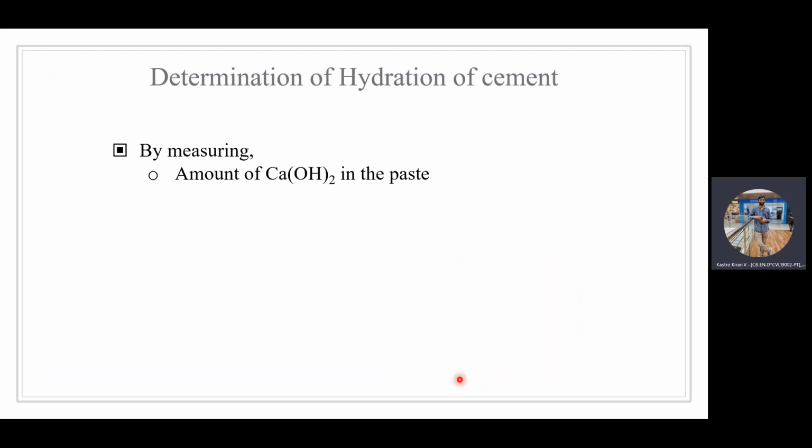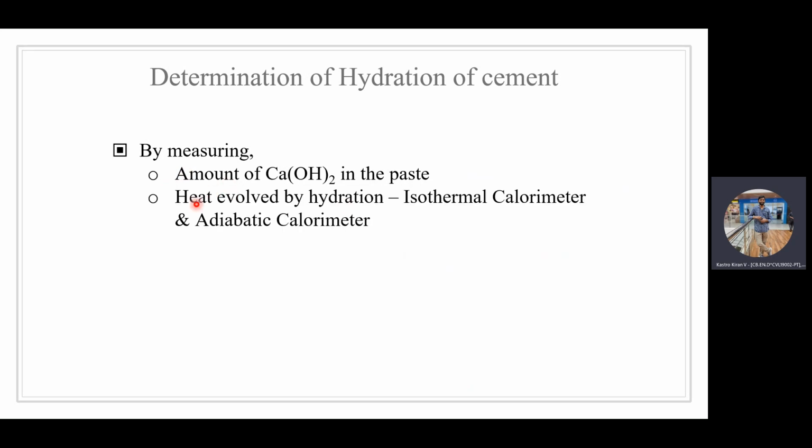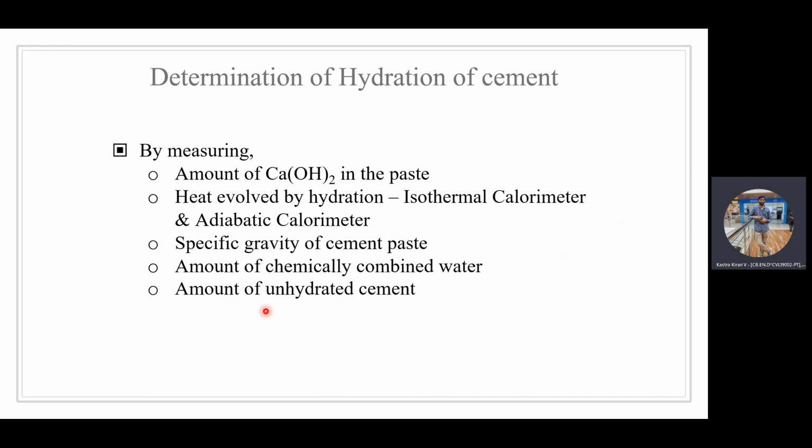Suppose you want to determine the hydration reaction, you can determine it by measuring the calcium hydroxide in the paste, and the amount of heat evolved during the hydration process can be measured by using a calorimeter. You can use any type of calorimeter; again, it depends on which values you are focusing on. But if you want to get the hydration process or the hydration reaction of the cement, you can use either an isothermal calorimeter or an adiabatic calorimeter. A couple of others also exist, but these are not the better ones. The better ones are the isothermal calorimeter or the adiabatic calorimeter.